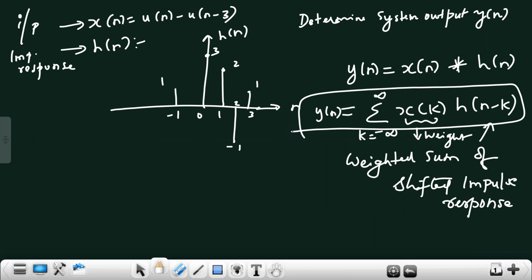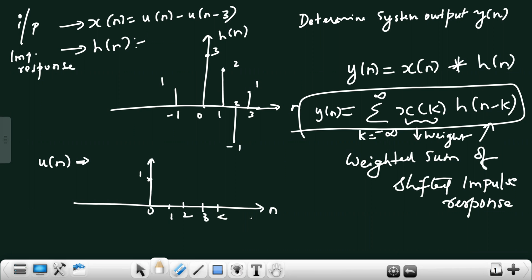Okay. So before going to find x of k and h of n minus k, you have to plot x of n, because x of n is given as u of n minus u of n minus 3. So how are you going to plot u of n? You know that the u of n value will always be 1 from 0 to infinity, which is defined only for discrete instances of time. Isn't it? This is your u of n, whose value will always be 1 from 0 to infinity, defined only at discrete instances of time.